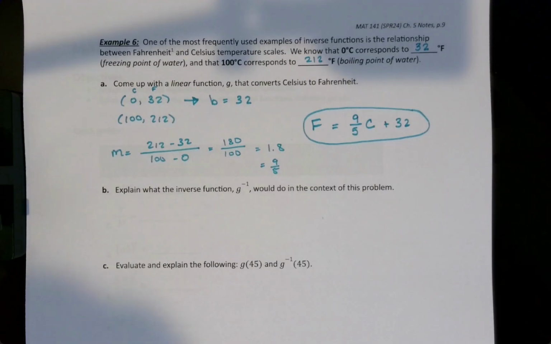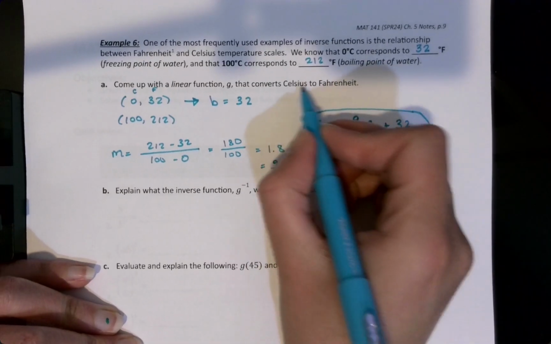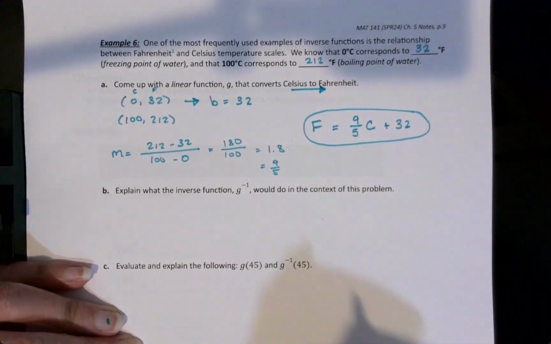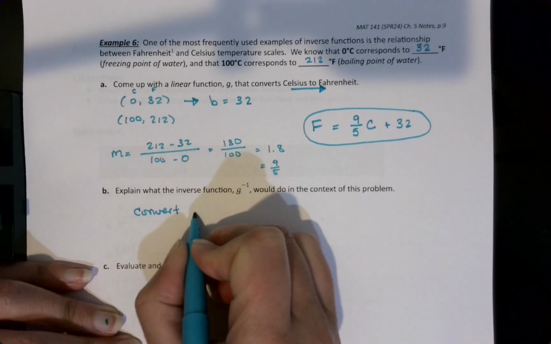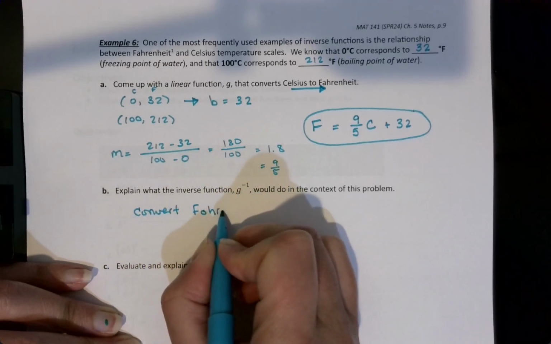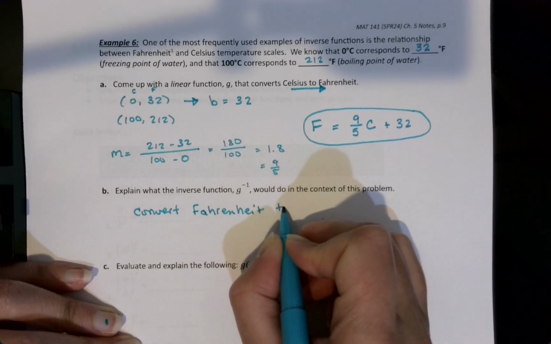Explain what the inverse function would do in this context. So the original function converts Celsius to Fahrenheit. The inverse function is going to convert Fahrenheit to Celsius.